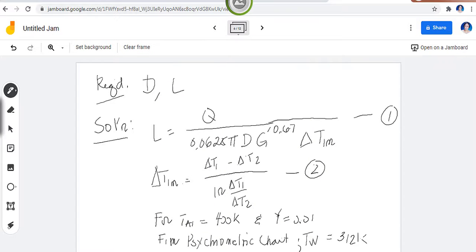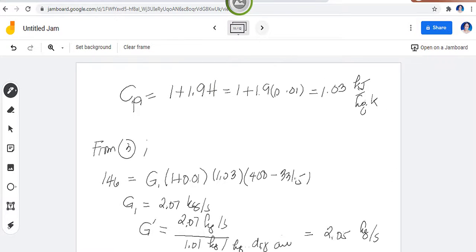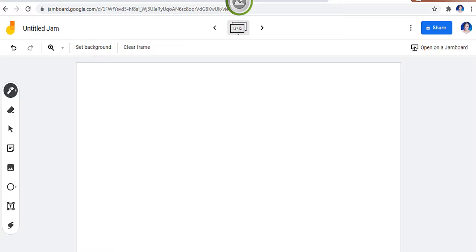So based on our formula, we have this, the Q total, we have this already, and we have this. What remains is the D. I need to find the D so I can find the L. So we will do that. We get to find the area. The diameter is solved using the area. We need to have the mass flow rate.